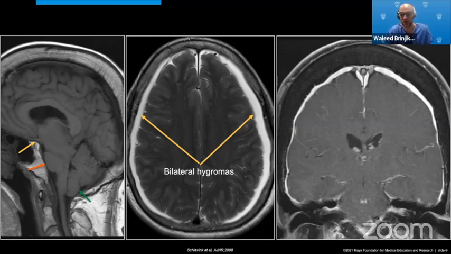I will say though, that in a subset of patients, about 10%, they do not have brain sag, but they have the classic clinical symptoms. So normal brain MRI with clinical symptoms is a real thing in this disease.